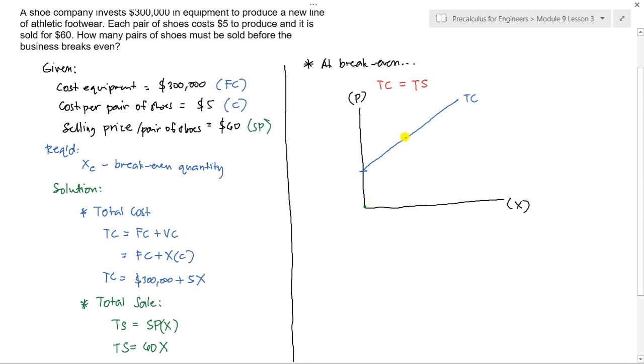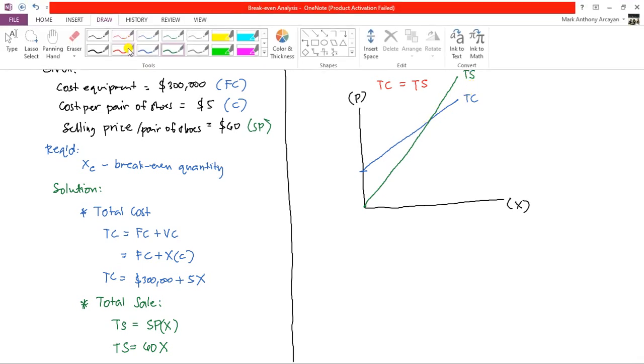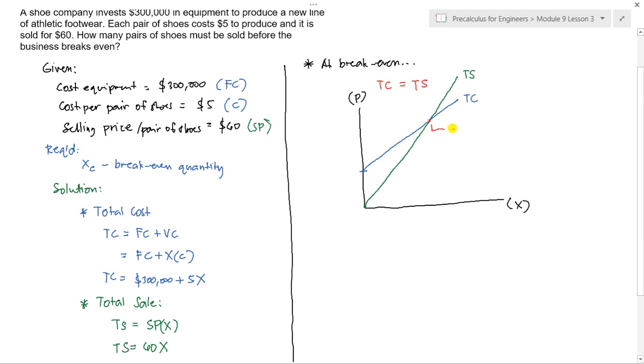So the total sale starts at 0. It's a very long journey before it catches up, since our initial cost is $300,000. It still has to earn that, and it goes up until it equals the total cost. So this is our total sale. Their intersection is the break even point. Therefore, this X value is known as our break even quantity. That is what we are looking for.